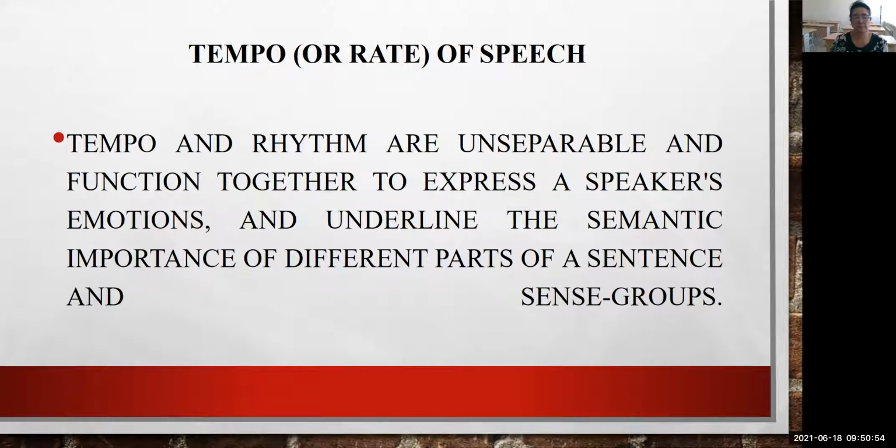Second, tempo of speech or rate of speech. Also, tempo and rhythm are inseparable and function together to express a speaker's emotions and underline the semantic importance of different parts of a sentence and sense groups. Now, dear students, we should know why we use tempo of speech, one of the components of intonation, and why we should know about it.